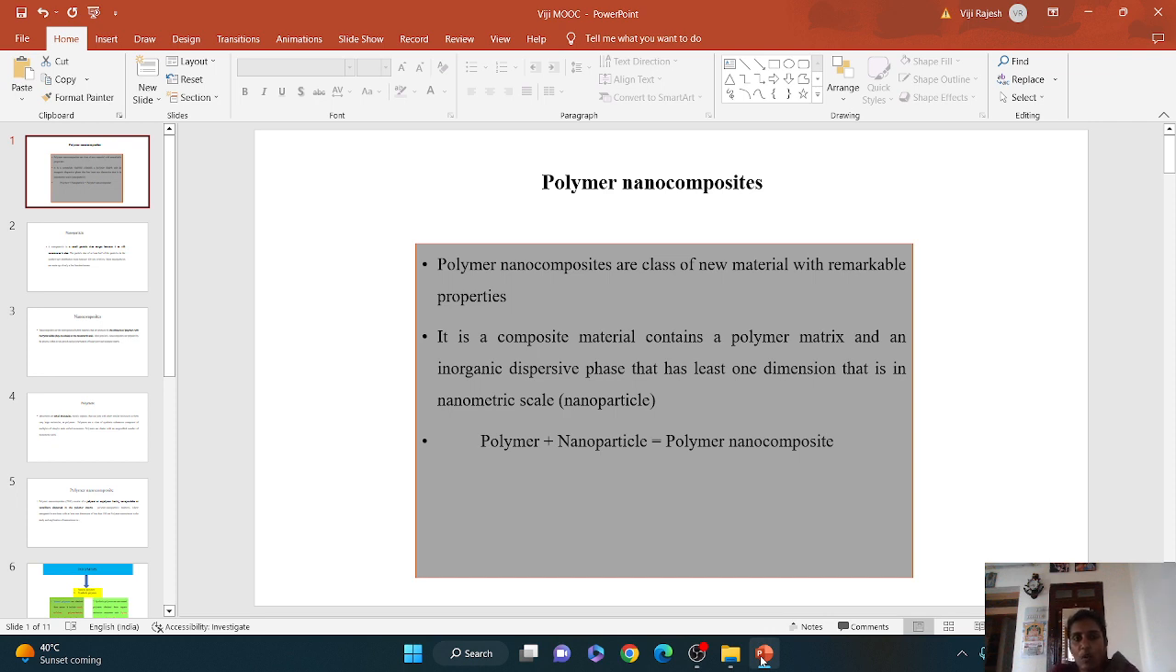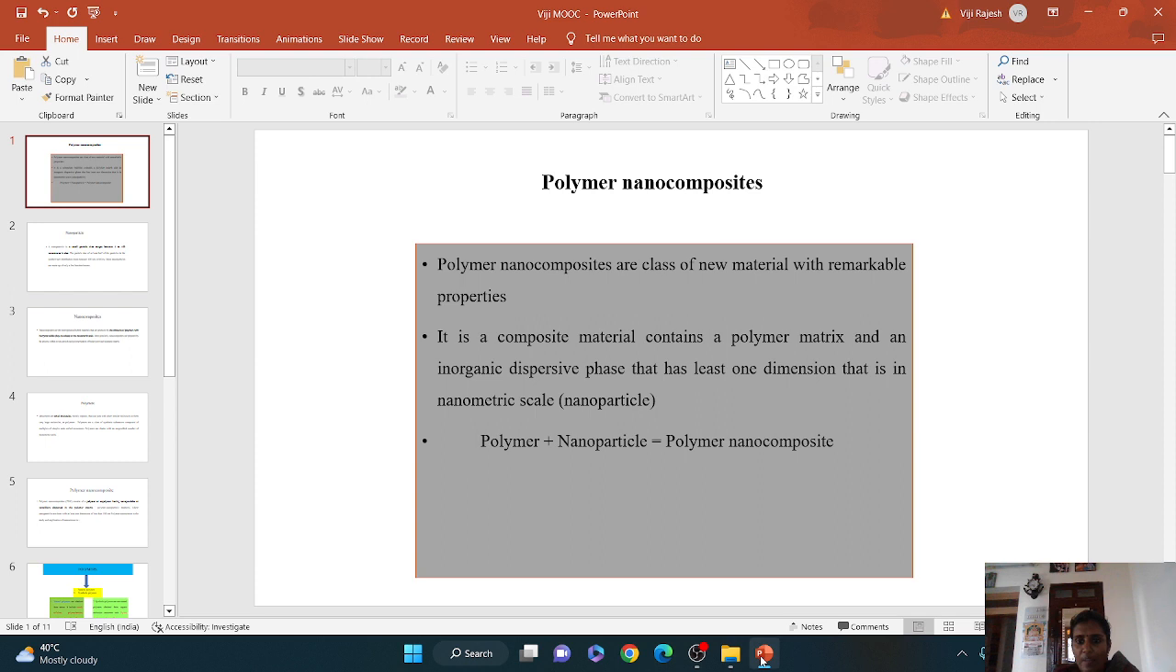In this class, we learn about polymer nanocomposites. Polymer nanocomposites are a class of new materials with remarkable properties. Here the host polymer is taken as polyaniline, and in it some type of nanoparticles are synthesized by physical, chemical, or thermal methods, so that the nanoparticles are incorporated into a host polymer and we can obtain a polymer nanocomposite.